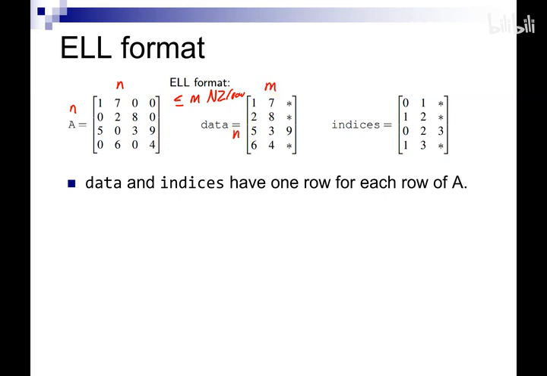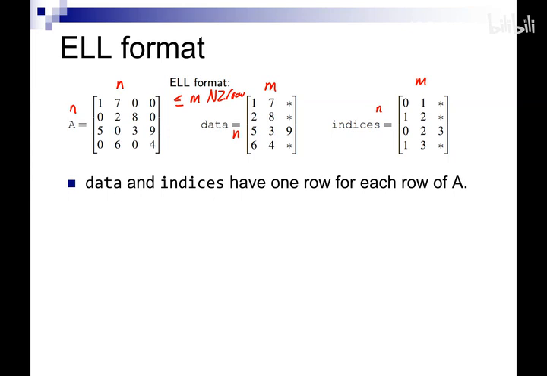Then the data matrix is going to be an n by m matrix. Each row of the data matrix just stores the non-zeros from that row of the A matrix. Since we know that each row has at most m non-zeros, we only need to make m columns for data. And the indices matrix is also going to be an n by m matrix. So if m is a lot smaller than n, then we save a lot of space by using the data and indices matrices instead of A.